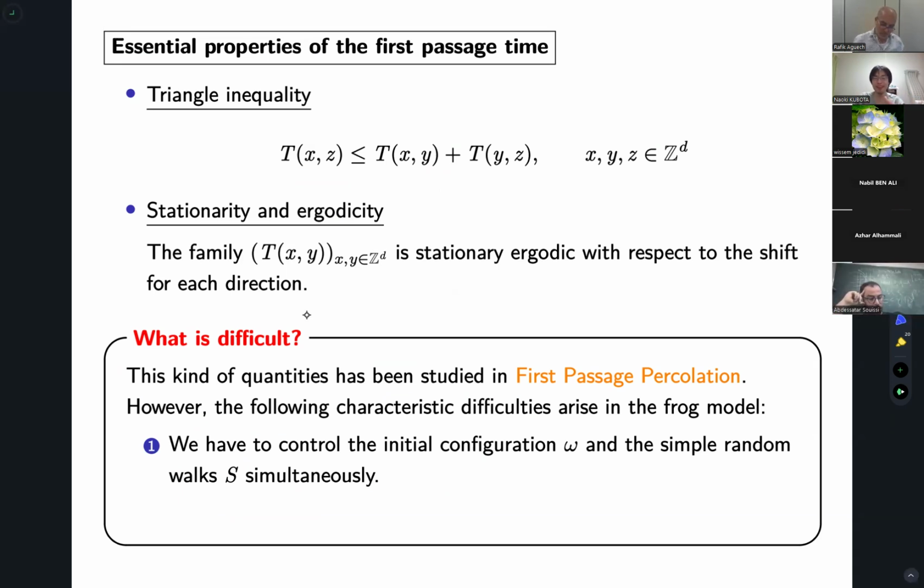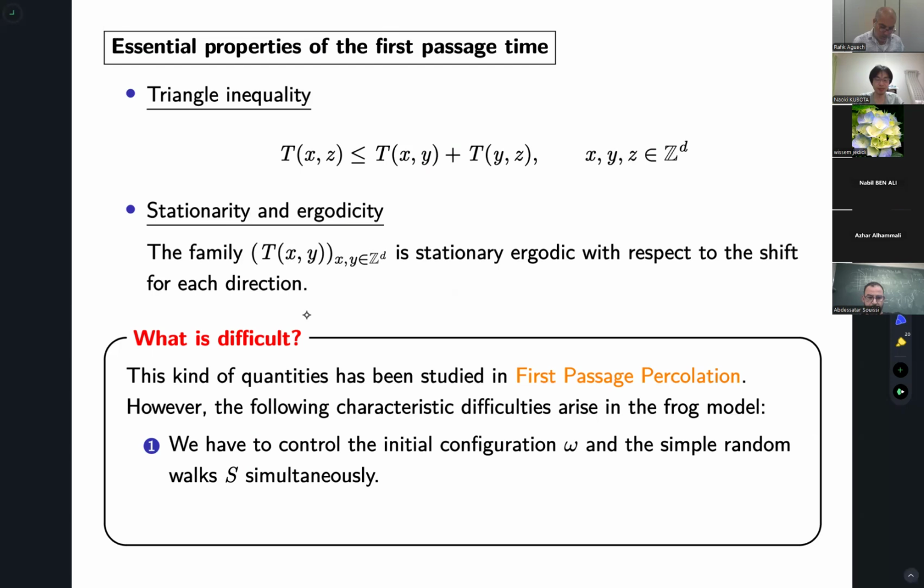But if we can find a similar structure of that model, the same procedure may work to observe the asymptotic behavior of the first passage time.